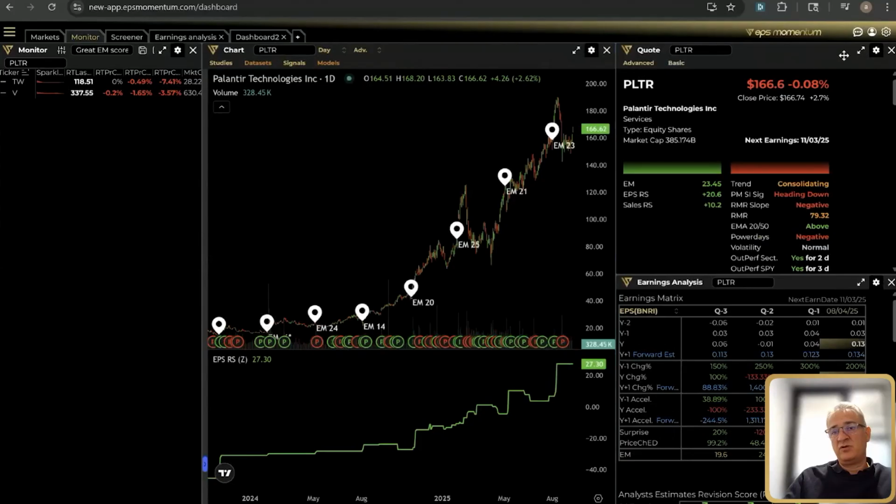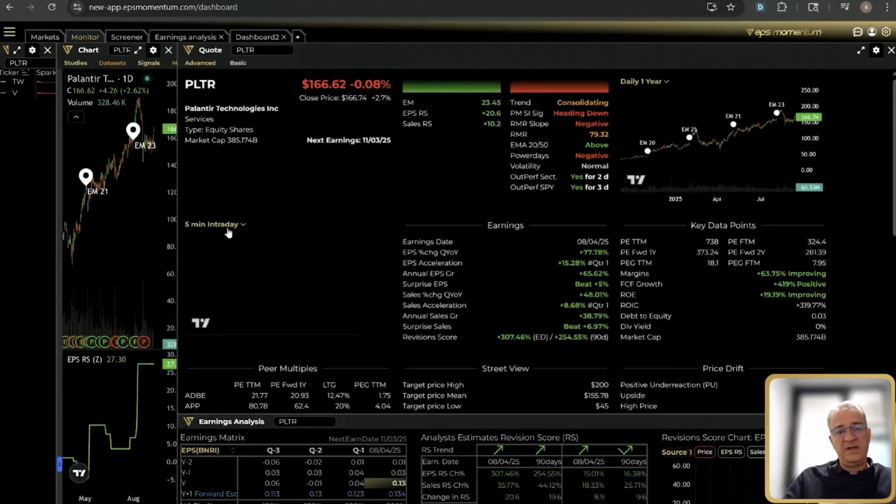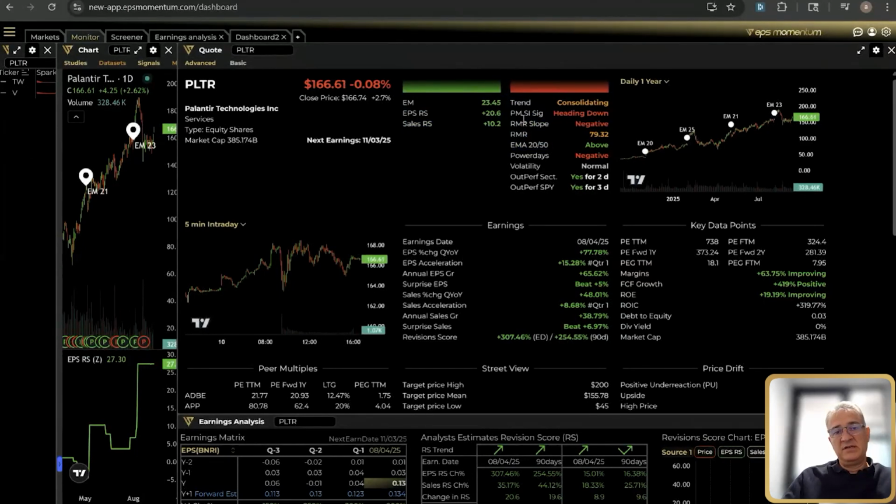So the advanced quote you'll see has a lot of information. We have daily chart, intraday chart. We have red and green light type of signal that tells you all of what you need to know on the stock here. And then the earnings bucket is probably one of the most important ones. You can see the earning per share change is 77%. Sales is 48. Acceleration is 8, 15. So it's all green here. This stock is just on fire, right?